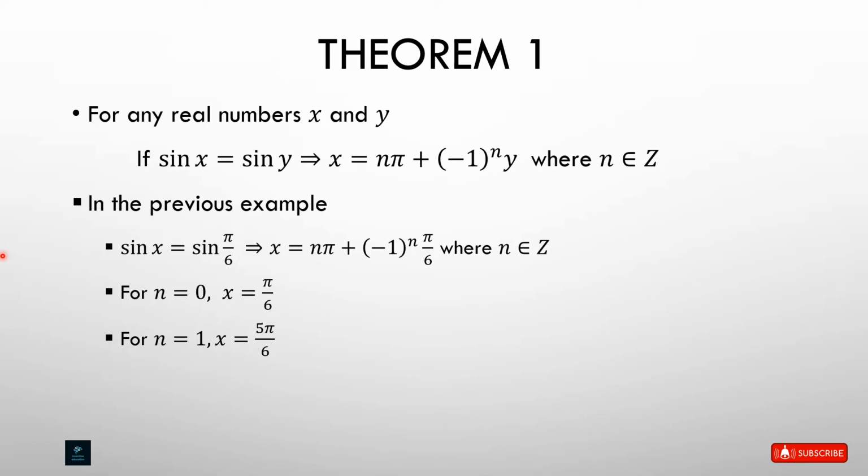Now we will apply this theorem in the previous example. In this previous example, it was given that sine x is equal to half and this is equal to sine of pi by 6. From this theorem, we can see that x is equal to n pi plus minus 1 to the power n into pi by 6, where n is any integer. Now for n equals 0, x comes pi by 6, and when n is equal to 1, x becomes 5 pi by 6. Therefore, the principal solutions of this equation are pi by 6 and 5 pi by 6.